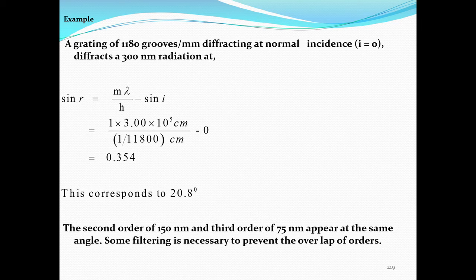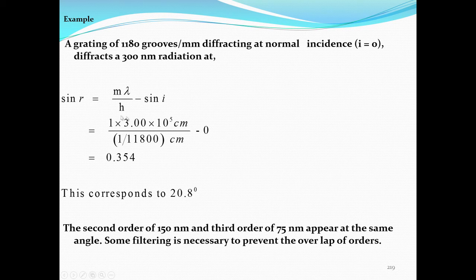If I have a grating of 1180 grooves per millimeter, diffracting at normal incidence, that means the angle of incidence I is equal to 0. So, it diffracts a 300 nanometer radiation. I can simply calculate sin r, which is m lambda by h minus sin I. So, this will be 0, since sin of the angle of incidence is 0.